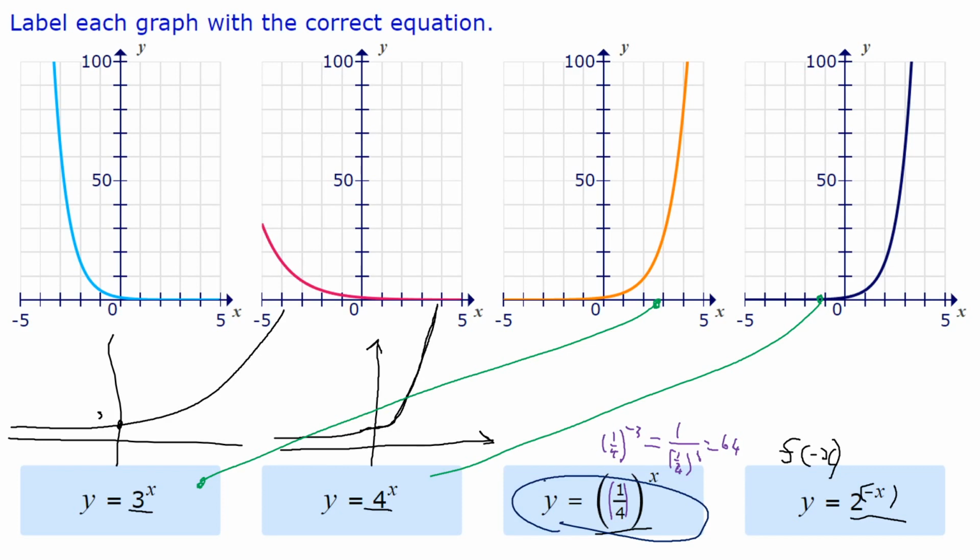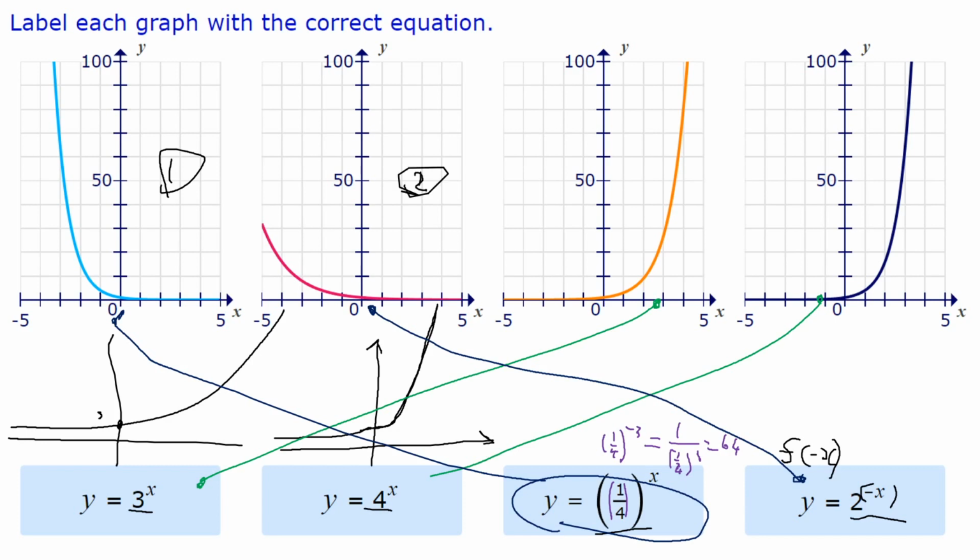So we can say that this matches with this, and this one matches with this one. I'm sorry if this is not really readable, but I'll double check. So if this is number 1, this is number 2, this is number 3, and this is number 4, then this will be matching 4, this one will be matching 3, this one will be matching 1, and this one will be matching 2.